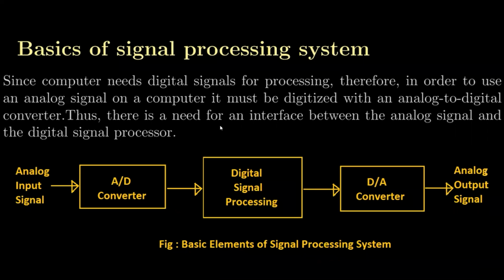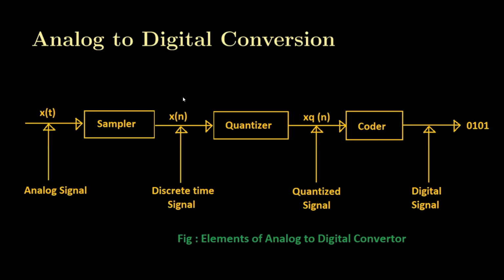In this lecture, we will study a bit about the basic elements of a signal processing system. In the last lecture, we discussed that we need to convert an analog signal into a digital signal so that we can use computers or other digital devices for signal processing. Now, in this lecture, we will cover the first block of the signal processing system, which is the analog to digital converter.